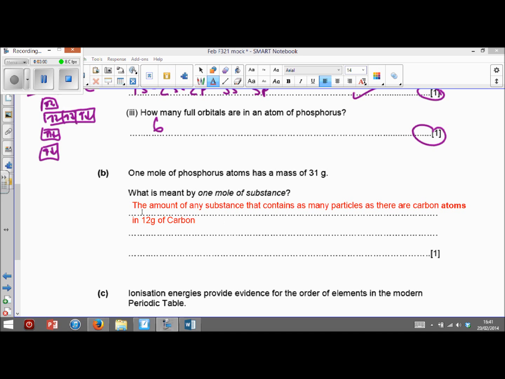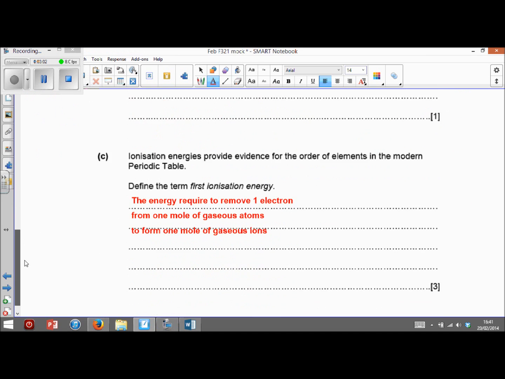Okay? So C. Define the term first ionisation energy, and for 3 marks, this nice easy 3 marks. The energy required to remove 1 electron from 1 mole of gaseous atoms to form 1 mole of gaseous ions, and that's all you need to write there for your 3 marks.